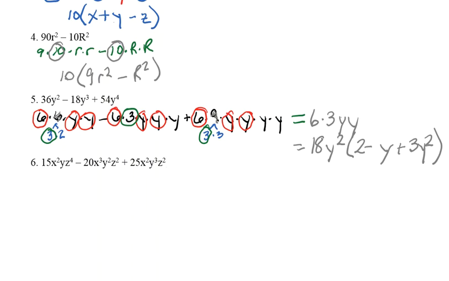So I started with a trinomial, 1, 2, 3 terms. I have 1, 2, 3 terms. And if I look at this, 2, 1, and 3 have nothing in common besides 1. And there's not a y in every term, so I have gone all the way down.